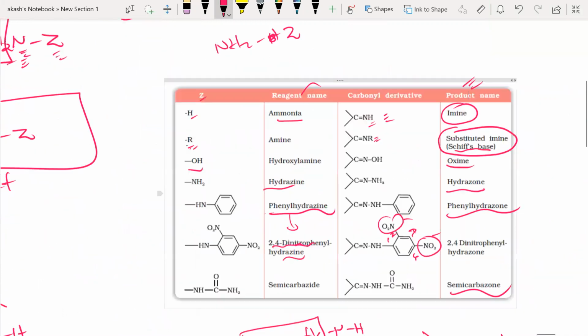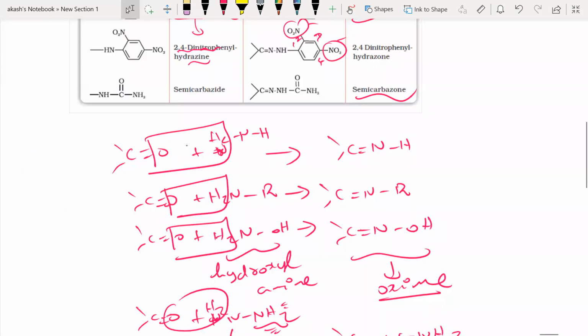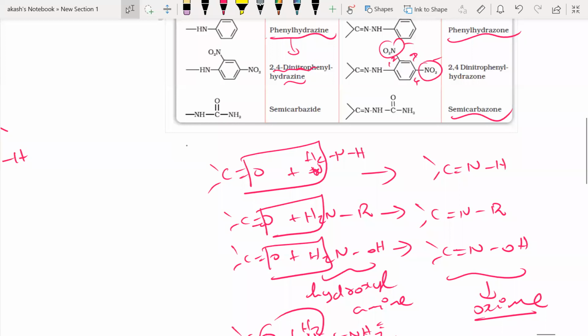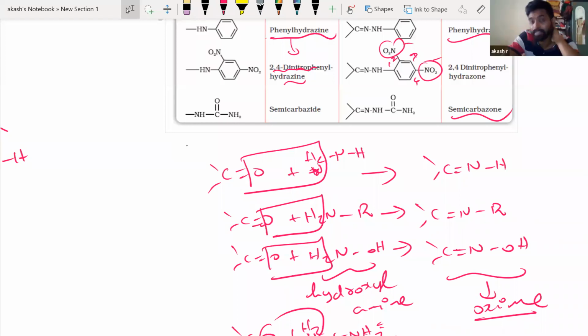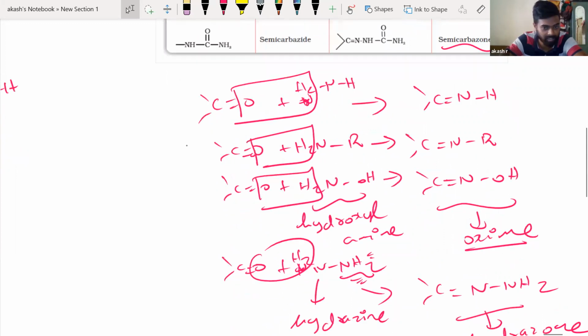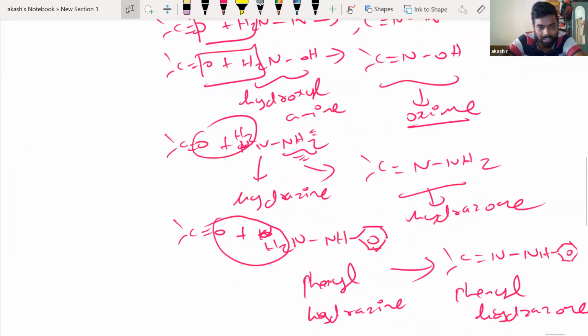Mechanism. In all the compounds, Z is the only thing that's different, sir. Sorry? In all the compounds, only Z is the difference. Yeah, in each compound only Z is different. Nothing else is different. Mechanism is the same. How you form the product is the same. Everything is the same, only Z is different. Yes, correct. So that means you have to remember only the structure of Z alone, sir? Yeah, that's what.